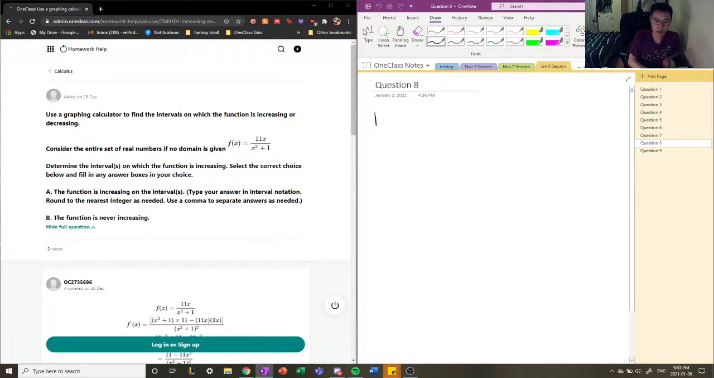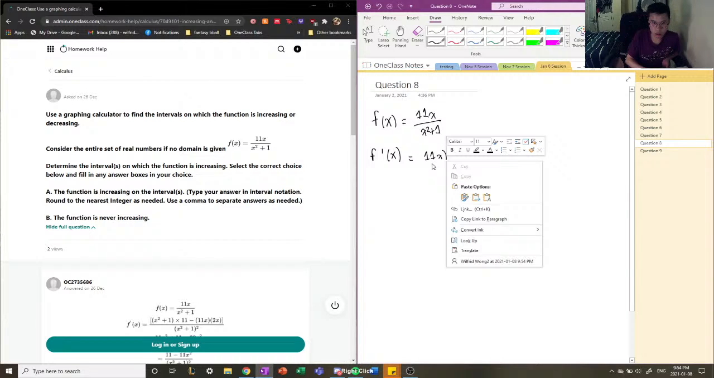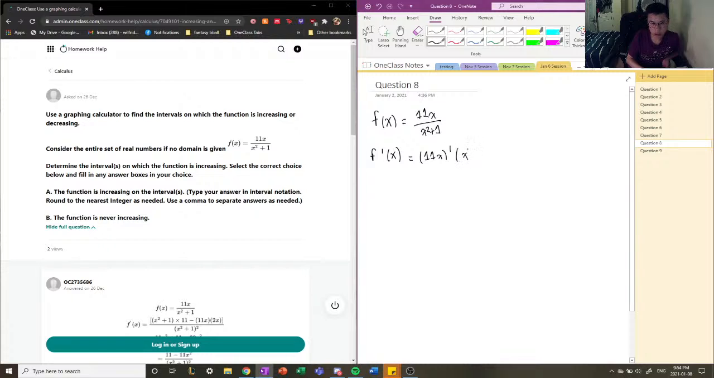So let's write down our function first. Okay, so we have f of x equals 11x divided by x squared plus 1. And as I described in the previous question how to find the derivative of rational functions, we take the derivative of the numerator, so 11x prime times x squared plus 1, minus x squared plus 1 prime times 11x, okay? And this is all divided by x squared plus 1 squared.